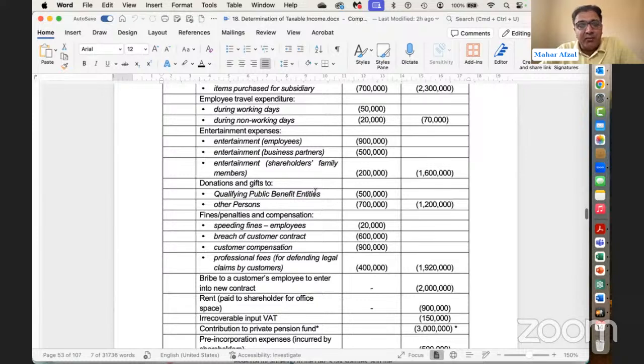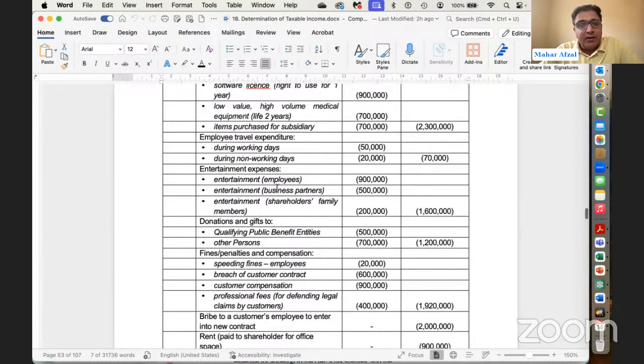Donation and gift, qualifying public benefit: this has been given in the exempt income, and in the expenses, if you are making any donation or contribution to registered qualifying public benefit entities, you can claim. Any other you cannot claim, because these are not registered, so you need to add it back. I'm adding it back, 700,000. Entertainment expenses for employees, you can claim, as we discussed. Entertainment for business partners, you can claim 50%. 50% will be added back, so I'm adding 250.